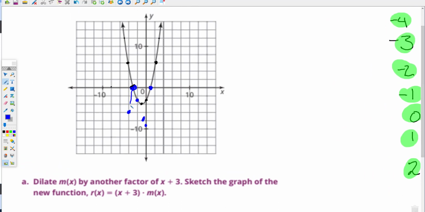So when I sketch this, it's going to look something like this. So I have zeros here and here. What's different about this zero at negative 3 than the other ones we've had so far?